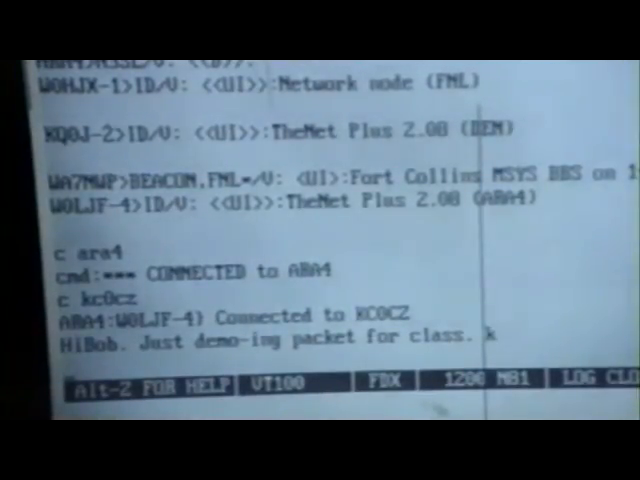Now, I don't know if Bob's home or not. If Bob's not home, if he has his answer message on, most TNCs have an answer message on, which says, hi, I'm not home, leave a message in my mailbox. Or if he's there, he'll see the connect and he'll answer me.